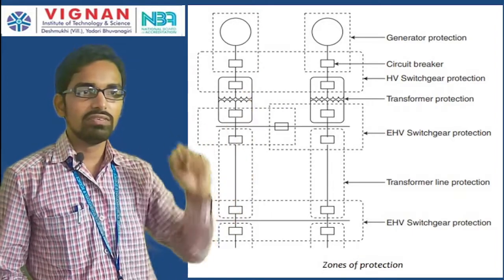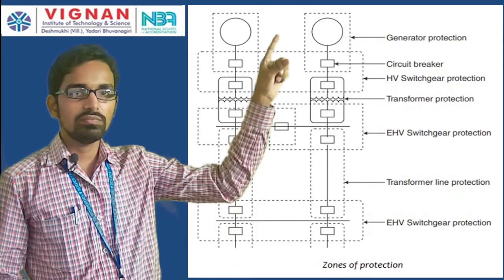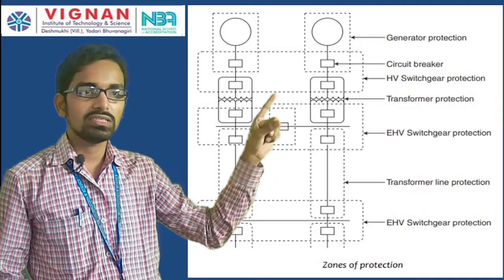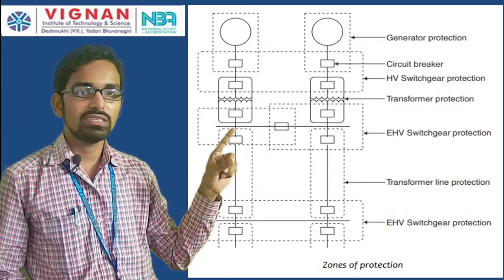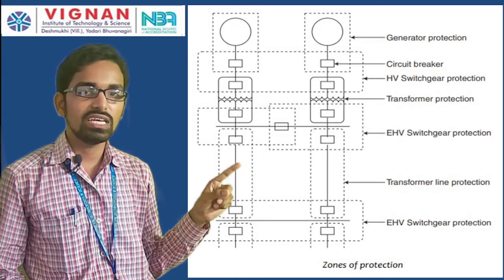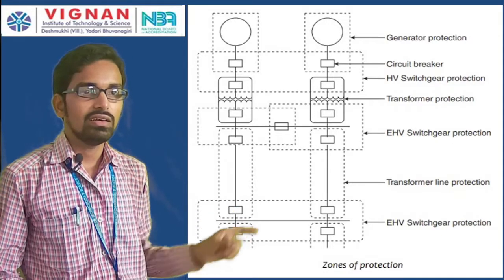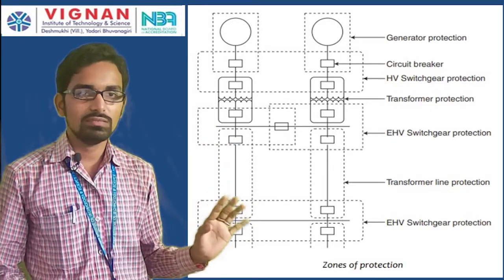So, here we have a generator protection scheme, and next we have the high voltage switchgear protection. Next is the transformer protection, and next the EHV switchgear protection. This is the EHV switchgear protection again. So, these are the different types of protection system.